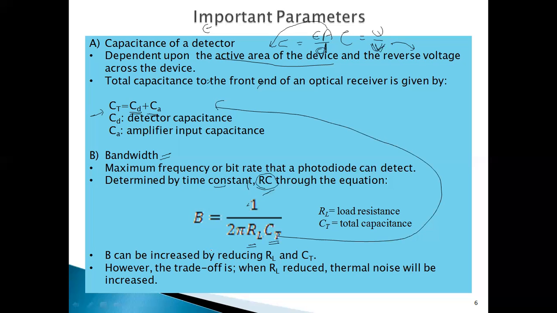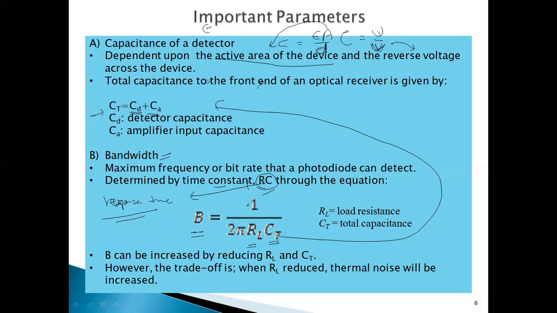So that will be the equation that determines the bandwidth, and basically the RC depends on the rise time or response time. We're not going to cover that in detail, but it is known to be the response time of your receiver. So that is the bandwidth equation, which is based on the load resistor and the capacitance. If we base on this equation, we can see that B can be increased by reducing the RL and also the CT. So we can further reduce the RL and the CT such that we can have higher bandwidth.